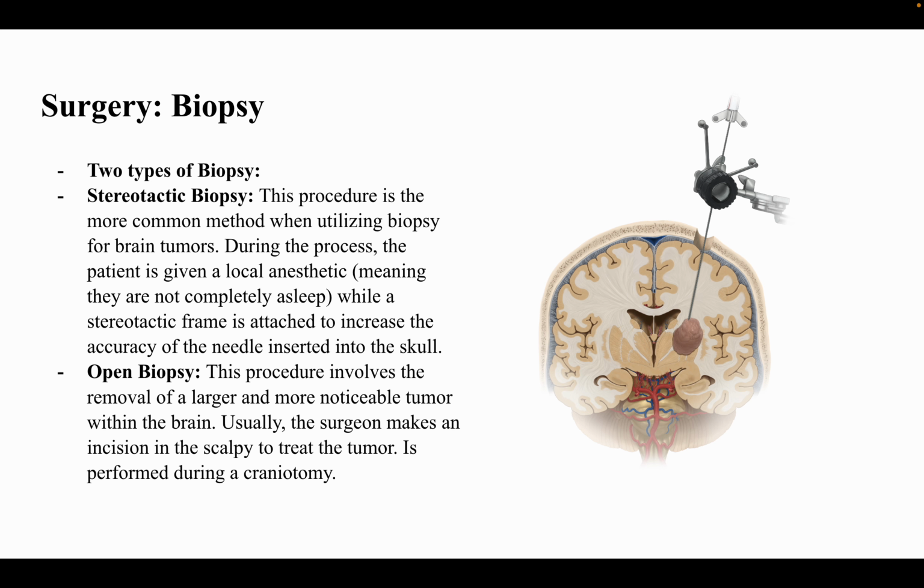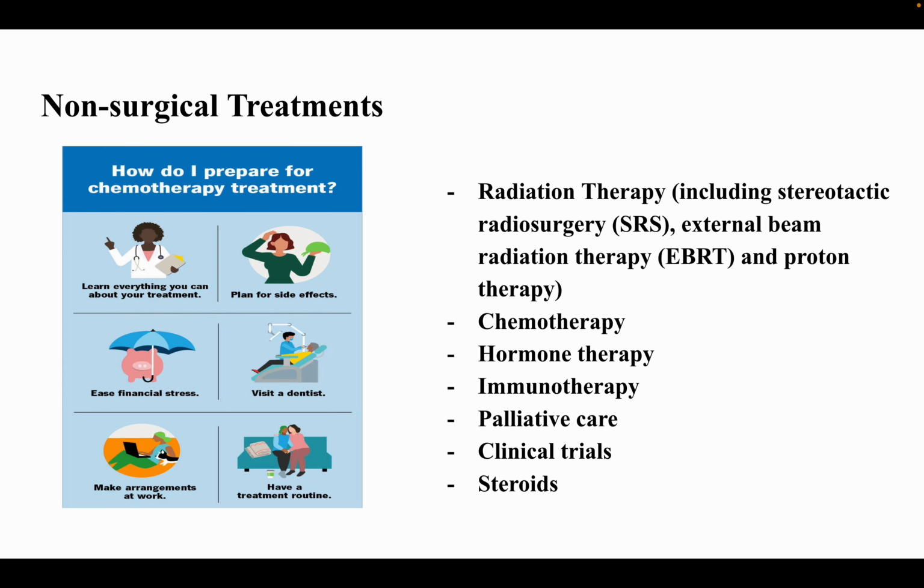Now next up we have the open biopsy. Now this procedure involves the removal of a larger and more noticeable tumor within the brain. Now usually the surgeon makes an incision in the scalp to treat the tumor, and this procedure is also performed during a craniotomy. However, we also have some non-surgical treatments, including radiation therapy.